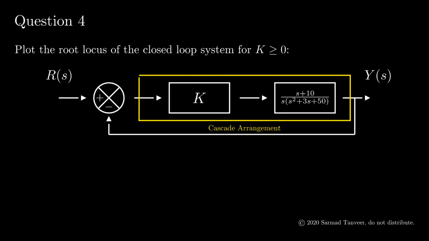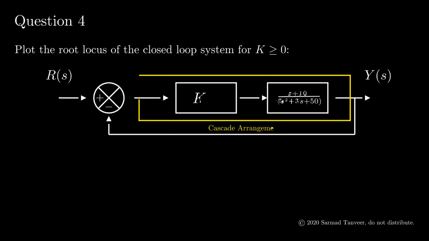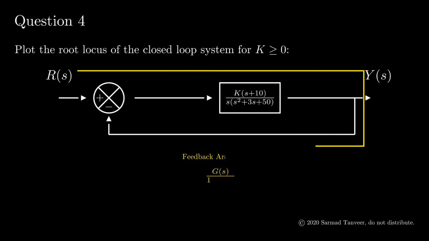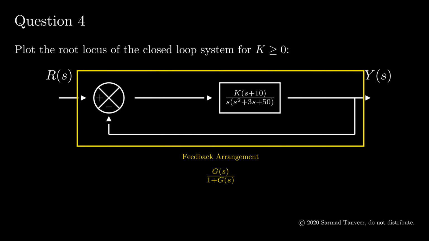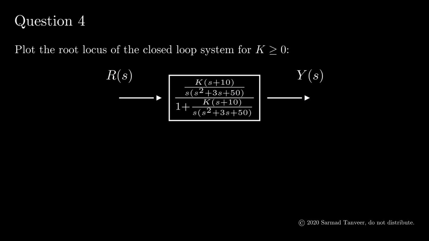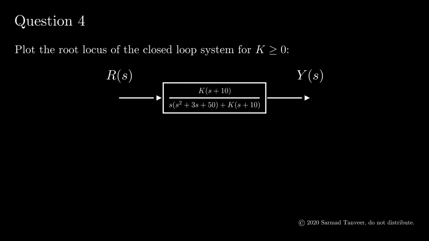First, we notice that we have a cascade arrangement of blocks, meaning we can multiply them together and combine them into a single block. Next, we notice a feedback arrangement, which can be simplified to the form of g of s over 1 plus g of s. Simplifying this expression further, we get the transfer function of the system.